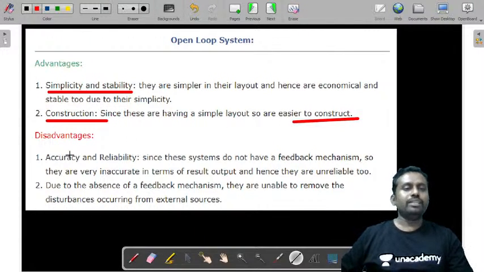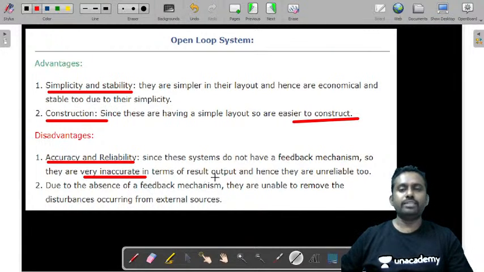And what are the disadvantages? Accuracy and reliability is one disadvantage. Since these systems do not have any feedback mechanism, they are less accurate, inaccurate, I can say. The resulting output is hence unreliable too. Due to the absence of a feedback mechanism, they are unable to remove the disturbances occurring from external sources as well.